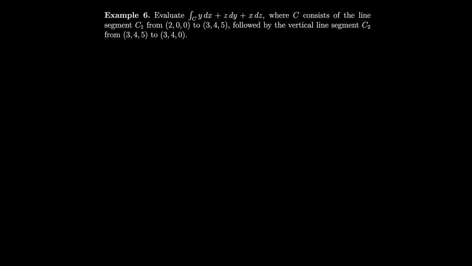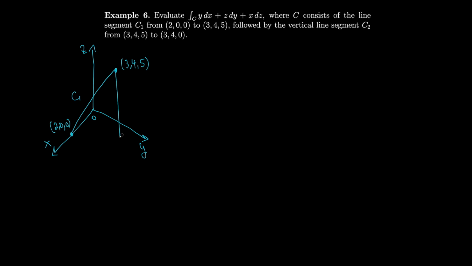Let's do an example where we have to come up with the parametrization ourselves. So they gave us a line integral, they gave us C consisting of line segment C1 followed by line segment C2. So we'll try drawing the curve that we're integrating over in xyz space. So we'll start at (2, 0, 0), and then we go kind of like that until we get to (3, 4, 5). So I'll write that (2, 0, 0), and then (3, 4, 5). So this is C1. Then we will go down until we get to the point (3, 4, 0), okay, in the xy plane. Alright, so this will be C2.